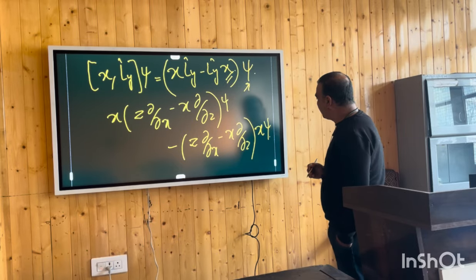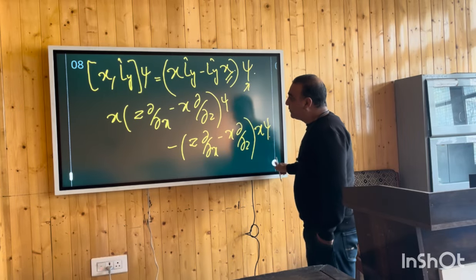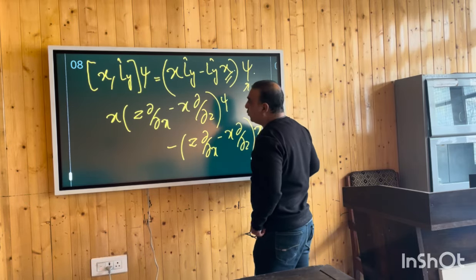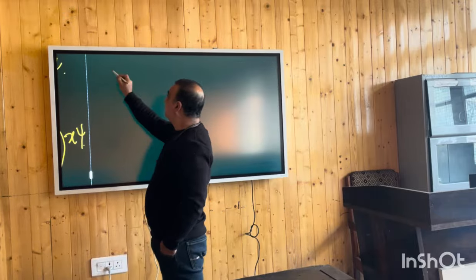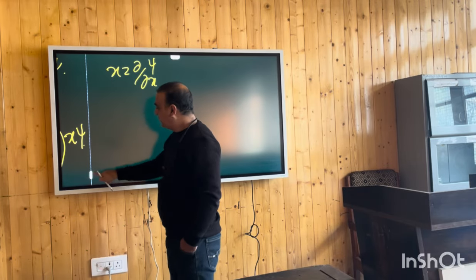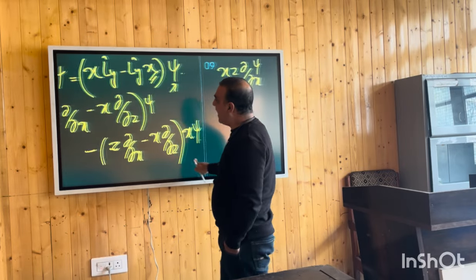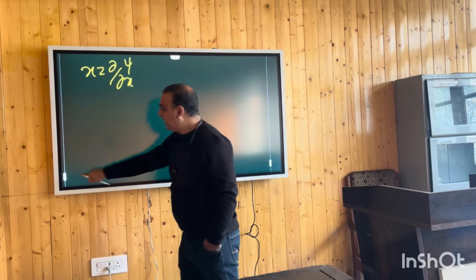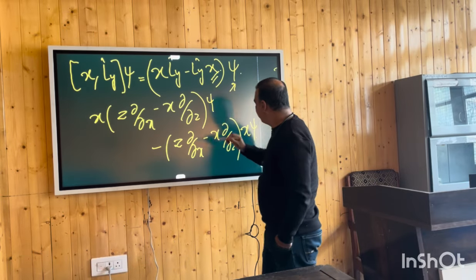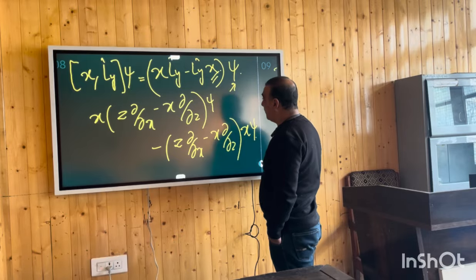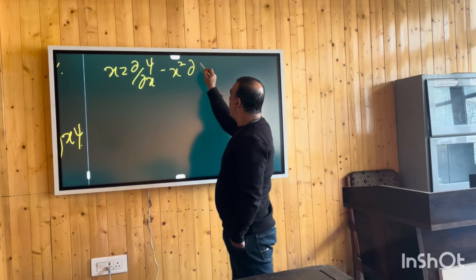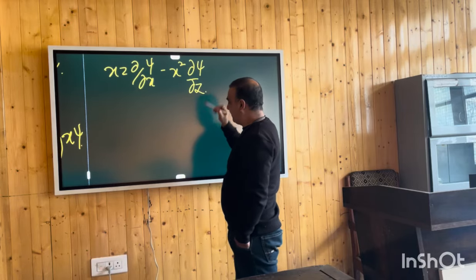So now we would like to resolve it. In doing so, what I am going to get is xz dou by dou x psi. So the first term will be xz dou by dou x of psi. The second term will be x squared, since x times x gives us a square, then dou psi by dou z. So here I'll have minus x squared dou psi by dou z.